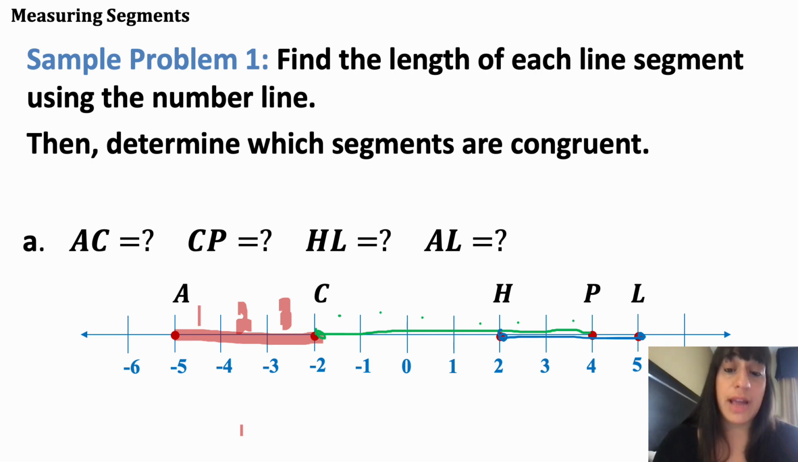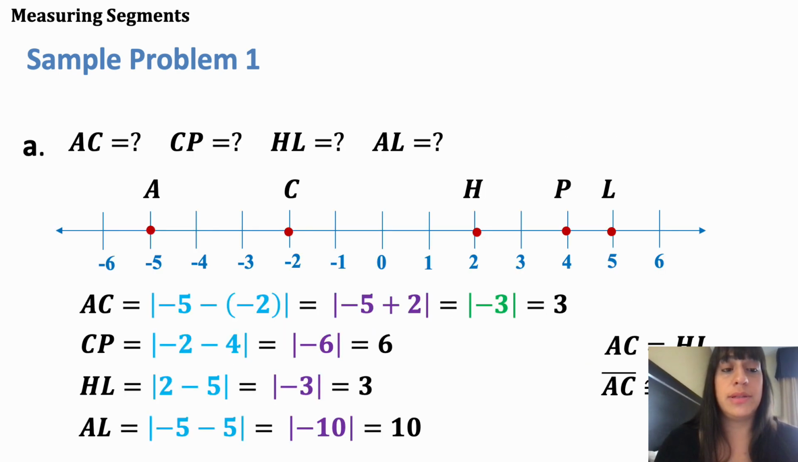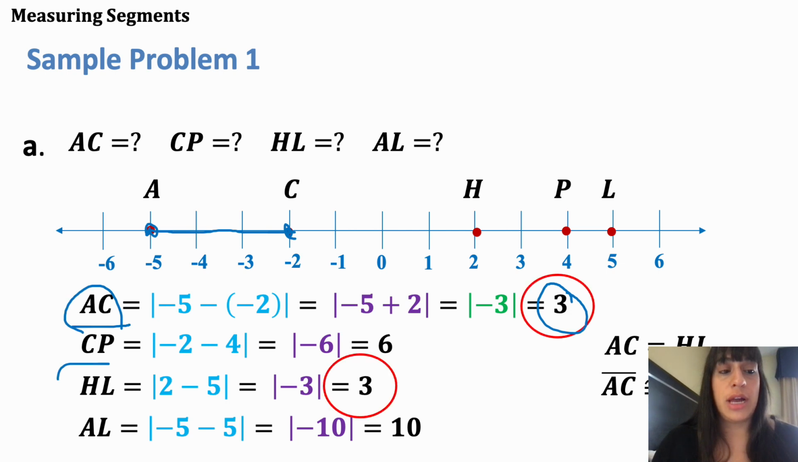Or, instead of counting, we can subtract numbers. So from A to C would be from -5 to -2, and we come up with the absolute value of 3. And you could do that for all of them. Notice that AC and HL both have a distance of 3. So AC is congruent to HL.